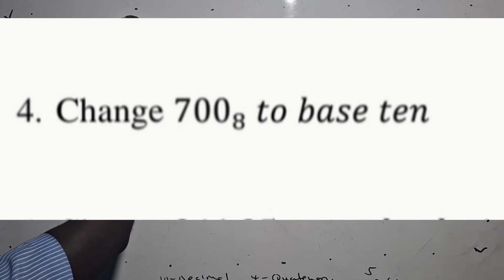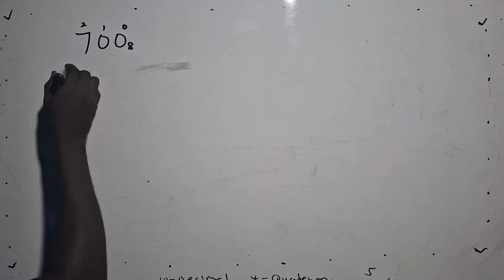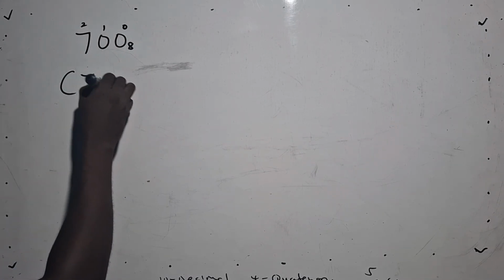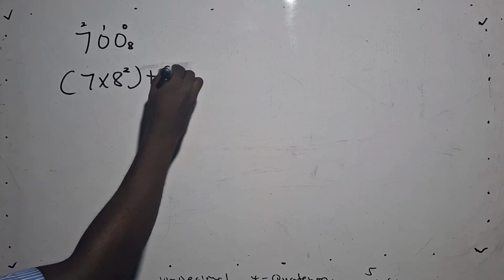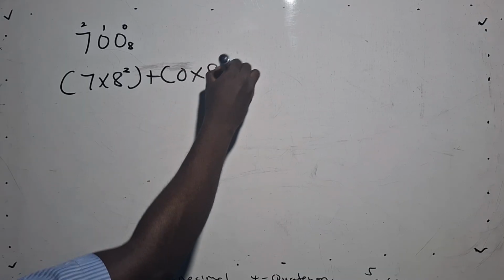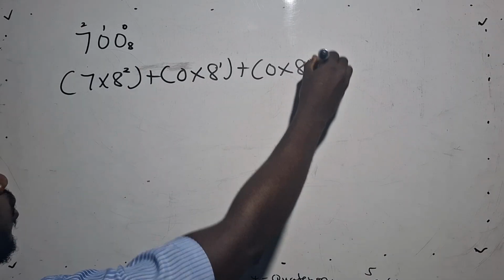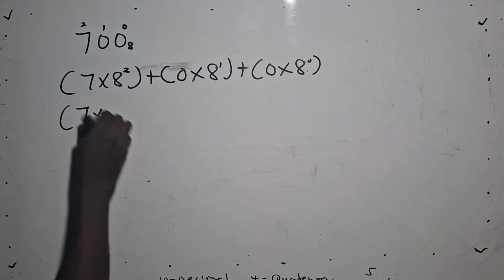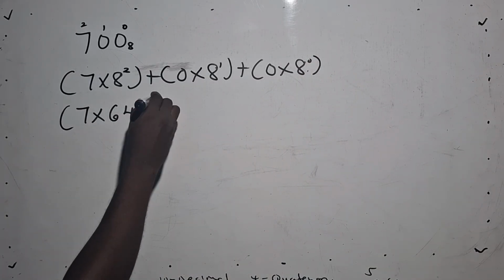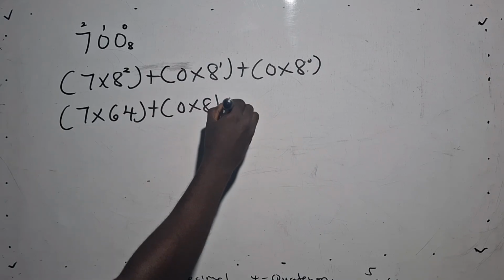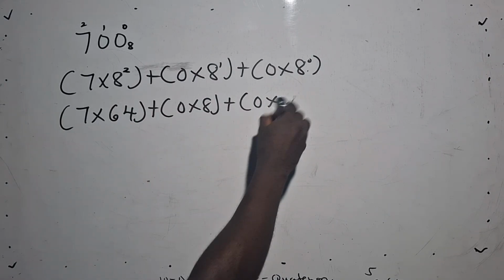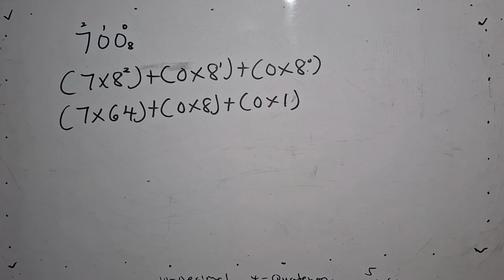So the next question posted on the screen, 700 base 8. We are also converting it to base 10. So 0, 1, 2 here. So we have 7 times 8 power 2, 0 times 8 power 1, then 0 times 8 power 0. Then here will give us 7 times 8 times 8, which is 64, plus 0 times 8 plus 0 times 1. Yes. Now 7 multiplying 64.